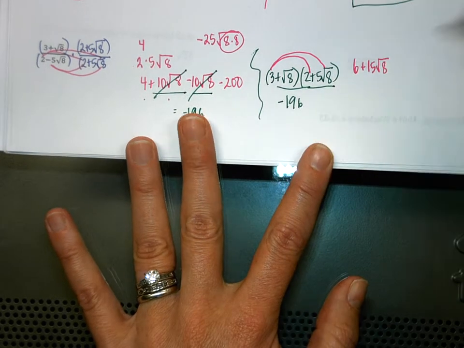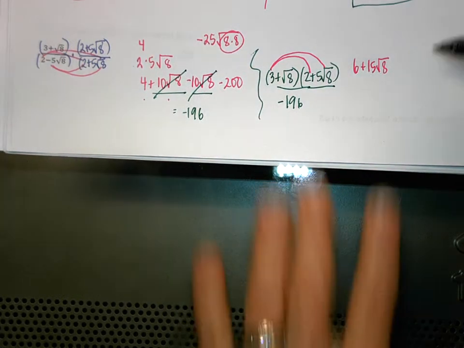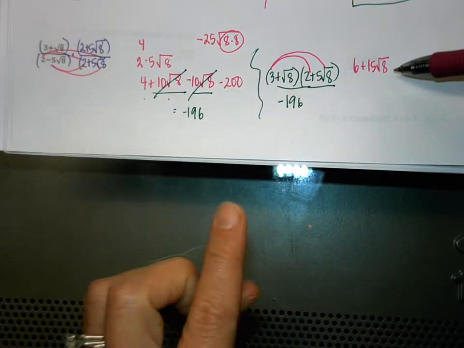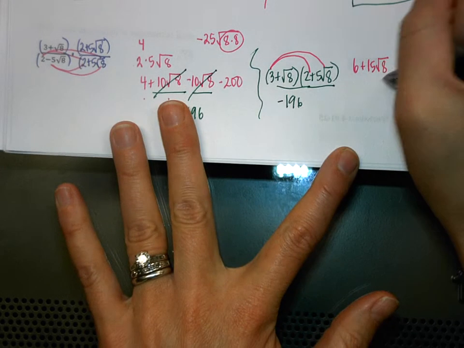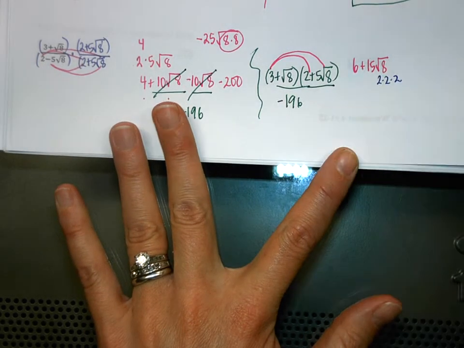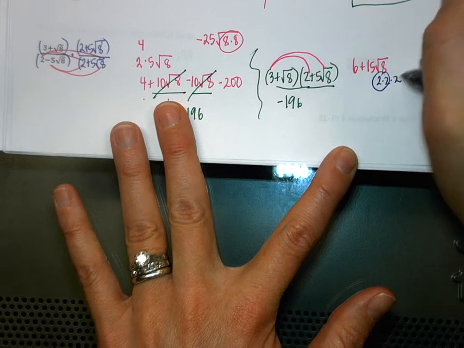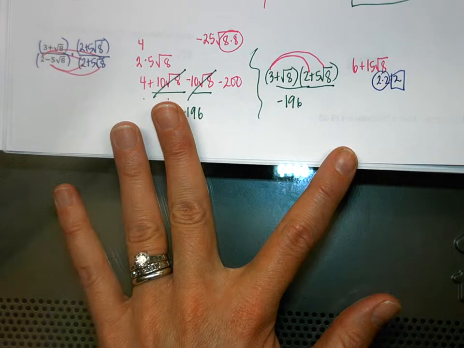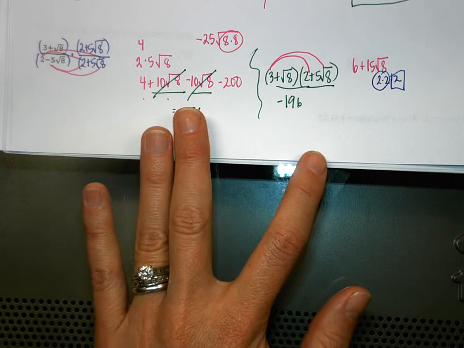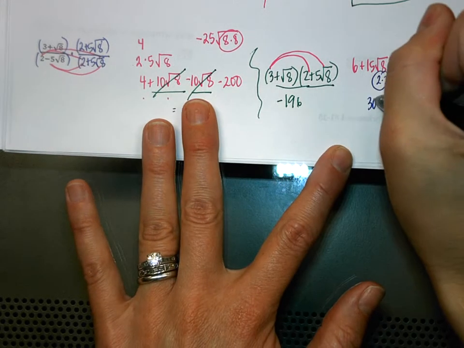Okay, now you have 2 options. Like right now, I might go ahead and break this down and simplify it. So what does 8 break down to be? 2 times 2 times 2. So I have a pair of 2's and a 2 left over. So this actually becomes what? Very good. 30 root 2.